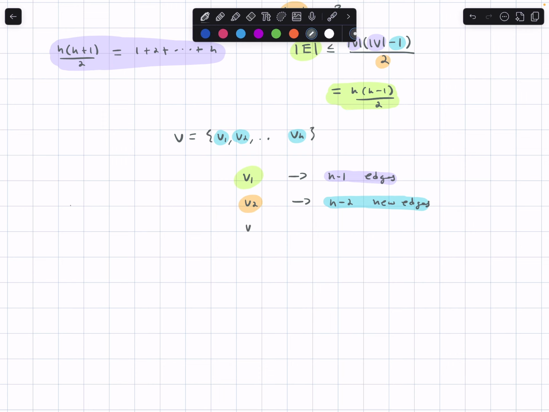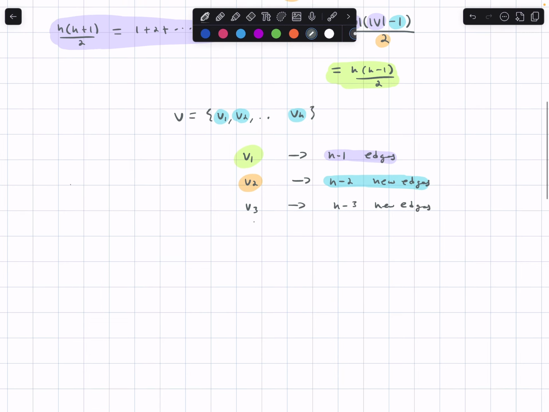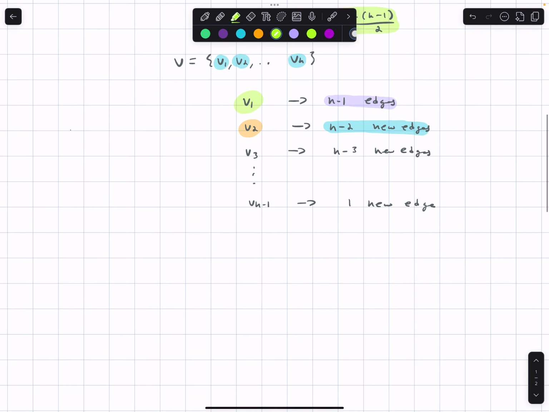And then we keep going like this. V3 is going to give us n minus 3 new edges, etc. And we're going to keep going down like this until we get to Vn minus 1. And when we've gotten to Vn minus 1, the only one that it hasn't been connected to so far is, I think, Vn, right? We haven't connected it to Vn, so we can get one new edge by connecting Vn minus 1 to Vn.